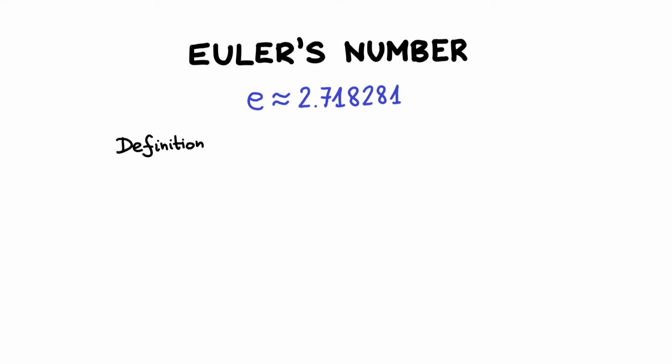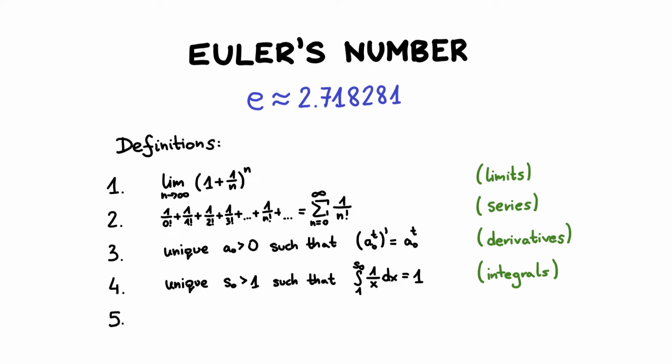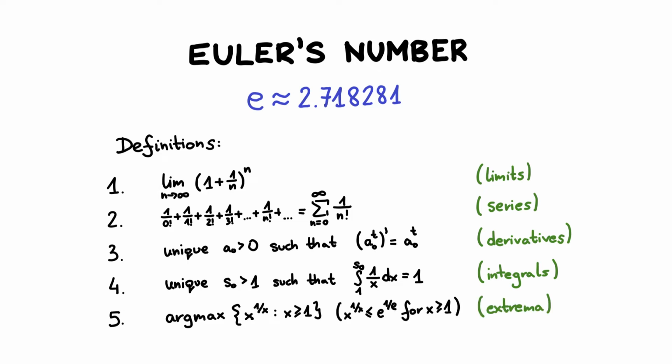There are many ways of defining E. We chose 5, each connected to a different central object in mathematical analysis. So we have E expressed in terms of limits, series, derivatives, integrals, and local extrema. Of course, there are precise arguments showing that each of these definitions leads to the same number.